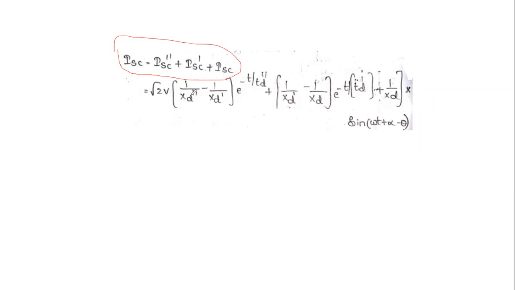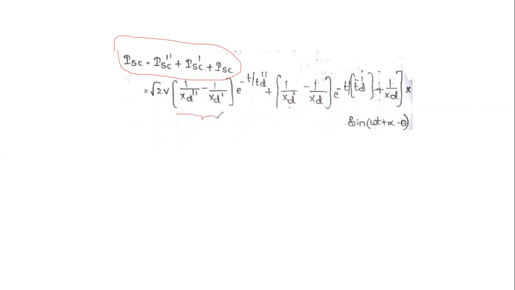Then ISC double dash is 1 by XD double dash minus 1 by XD dash, e power minus t by TD double dash, plus, after that for the transient period, 1 by XD dash minus 1 by XD, e power minus t by TD dash, plus 1 by XD, which is the steady state period. Then this total will be multiplied with sine of omega t plus alpha minus theta.